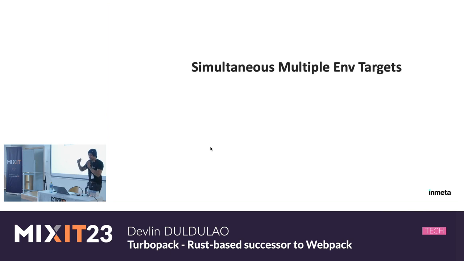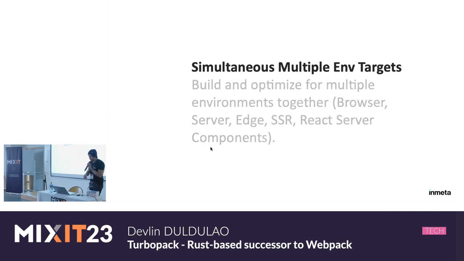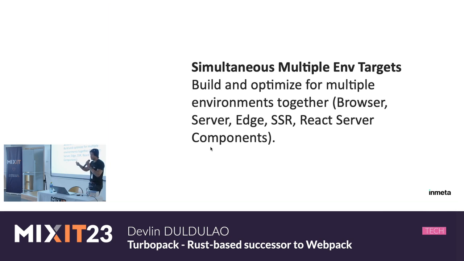And then what else? Simultaneous multiple targets. Yes, build and optimize for multiple environments together: browser, server, edge, SSR. Just a comparison, in Vite, the bundling for the dev environment is different from production. So in Vite, it's using esbuild for the development environment, while it's using Rollup config for production. Why? Because there's a problem in letting esbuild do the building for production. That's why they are separated. But Turbopack will have the same for development and for production.